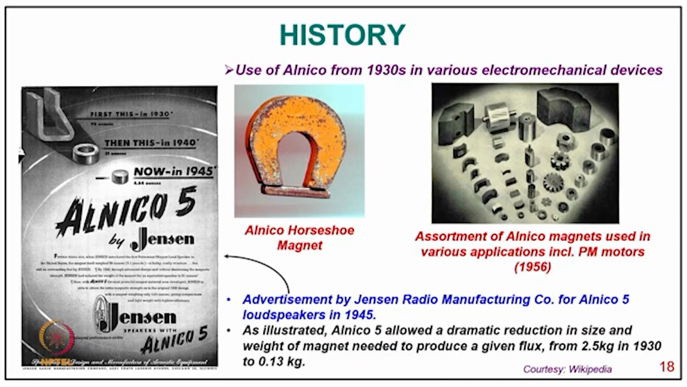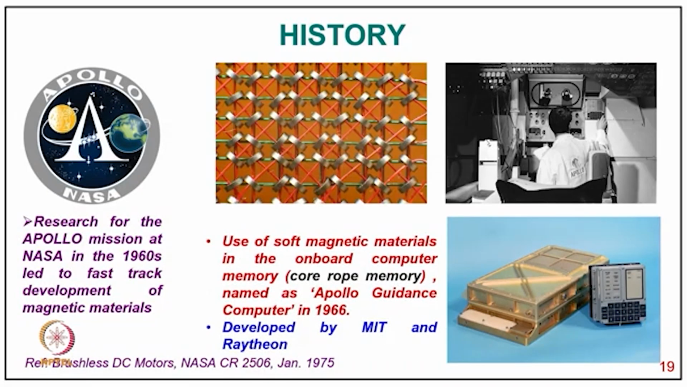As illustrated, Alnico 5 allowed a dramatic reduction in the size and weight of the magnet needed to produce the equivalent flux, from 2.5 kg in 1930 to 0.13 kg. And of course, the research for the Apollo mission at NASA in 1960 led to the fast track development of magnetic material and the use of soft magnetic material in the onboard computer memory, the rope memory of the Apollo guidance computer in 1966, developed by MIT and Raytheon, as you can see in the photograph.